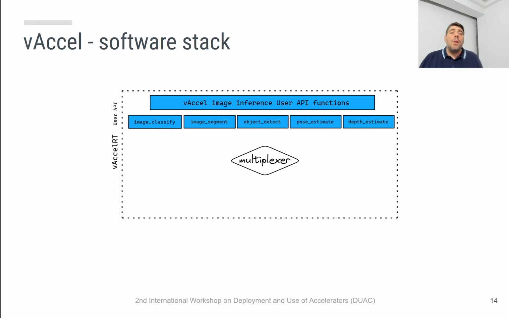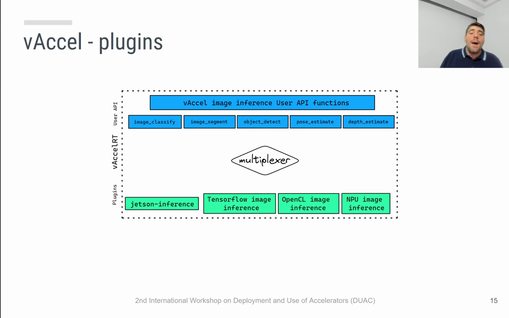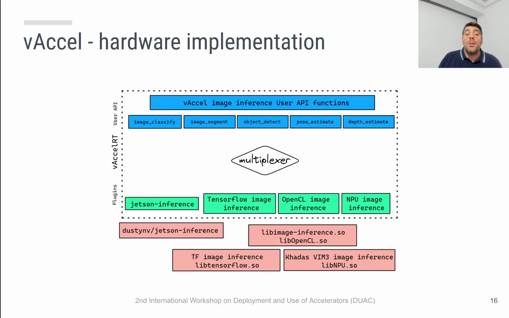Let's take an example for the image inference subset of the API. We have some functions defined: image classify, image segment, object detect, etc. And we have a set of plugins that implement these API functions, these API operations. When we say implement, we mean the glue code for mapping these API calls on top to their relevant hardware-specific implementations.